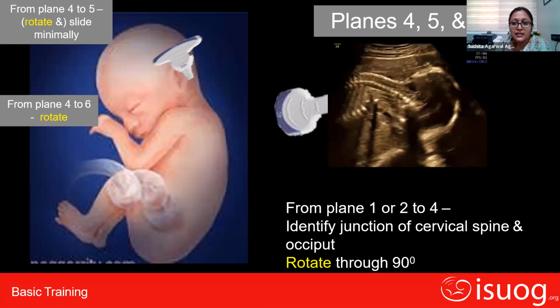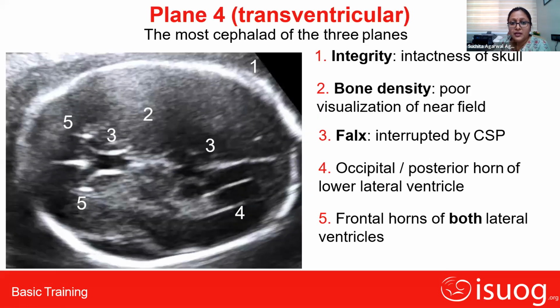So as I've already explained, from the sagittal section of the spine, we rotate the probe 90 degrees, identify the junction of the cervical spine, rotate 90 degrees, and you get the transventricular plane. Then you go a little more backwards, caudally, you get the transthalamic plane, then a little more backwards, you get the transcerebellar plane. The most important plane is the transventricular plane. This is the most cephalad of the three planes.